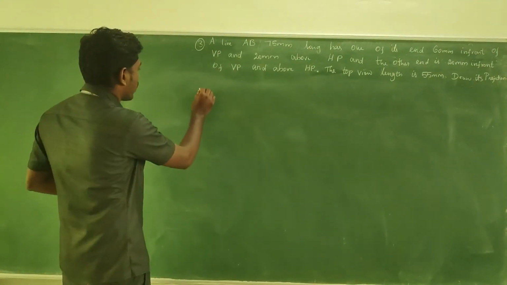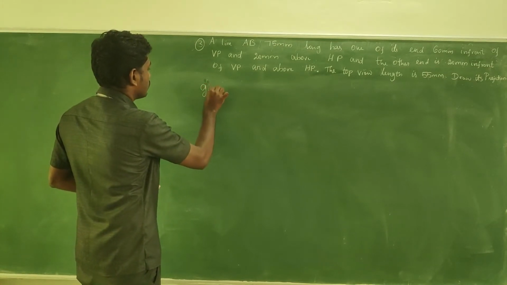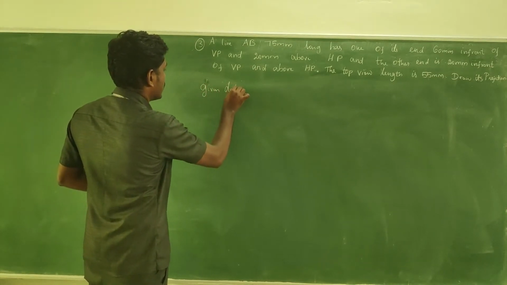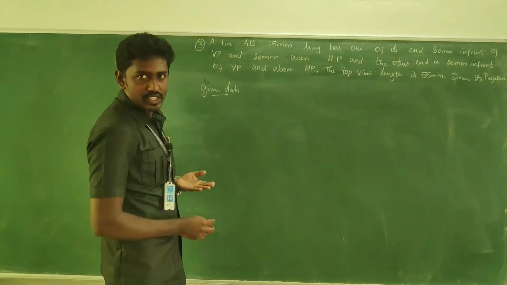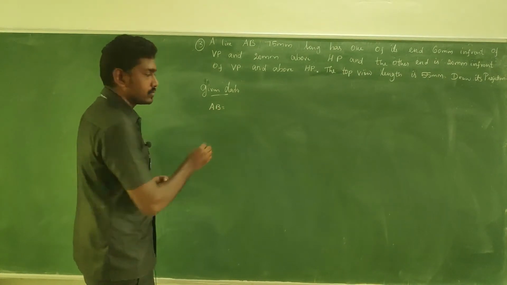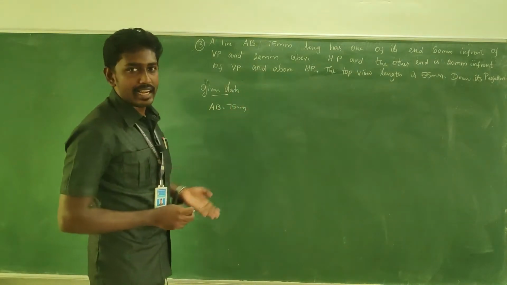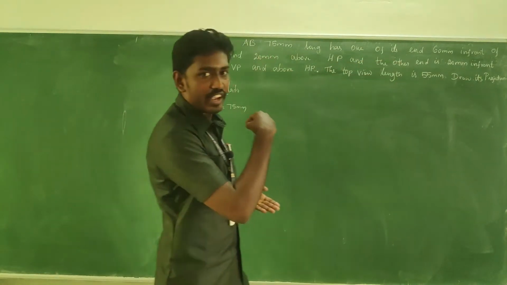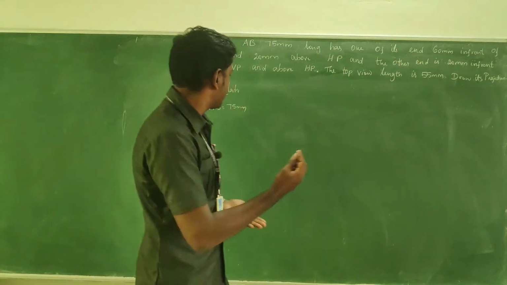First of all, try to take all the given data. So here line AB is 75 mm. That means capital AB true length is given as 75 mm. And what about the other end? One of its ends is 60 mm in front of VP.